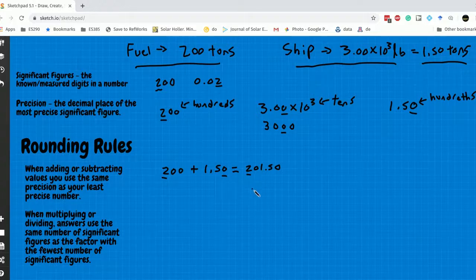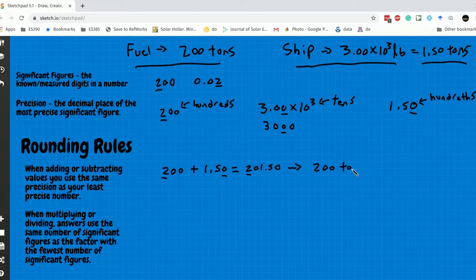In order to express our result with the correct level of precision, we're going to round. And so if we round to the hundreds place, we're going to look at the digit to the right of the hundreds place. We're going to look at the tens place. And we see that to the right of the 2 is a 0, and this is going to indicate that we're going to round down. So our final result is 200 tons.